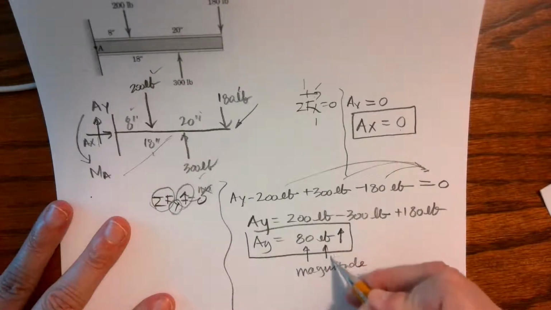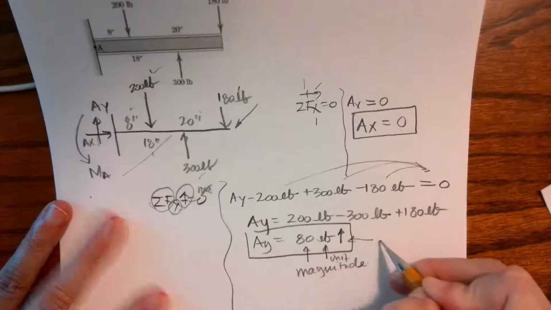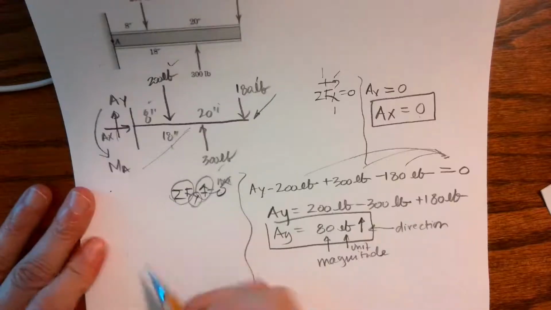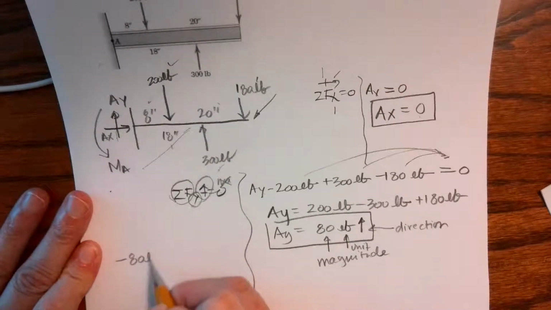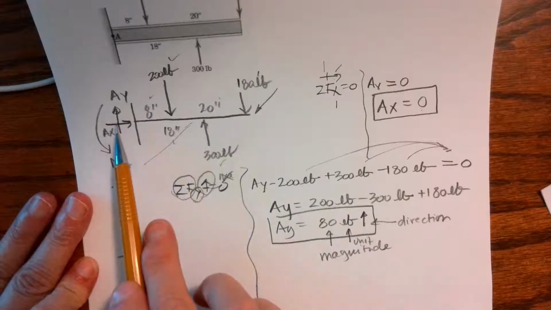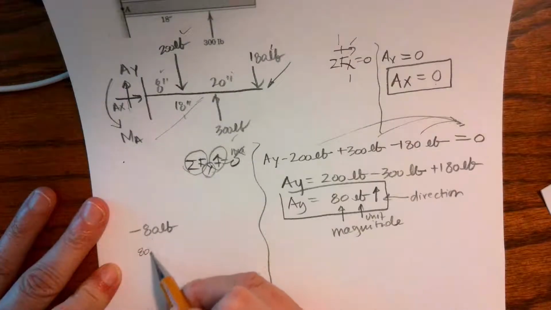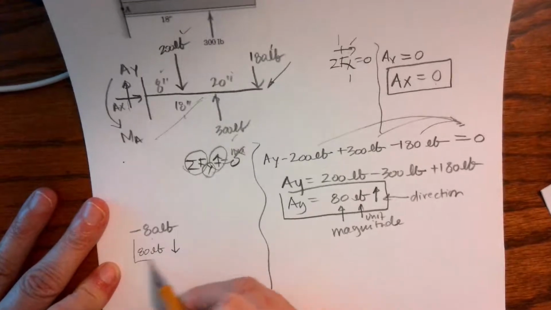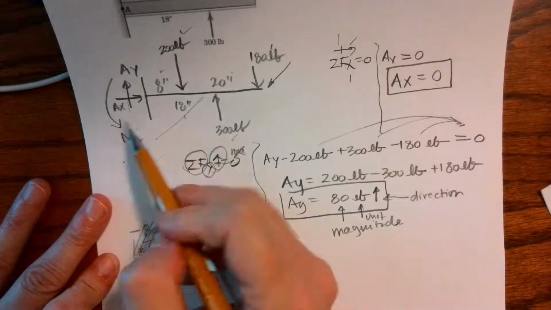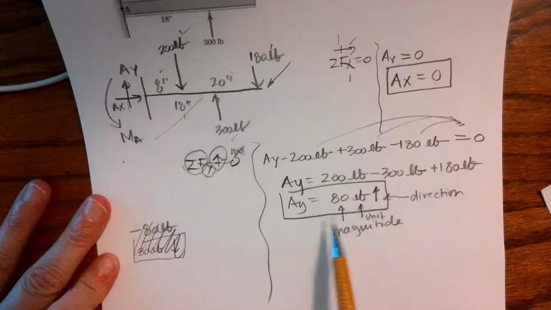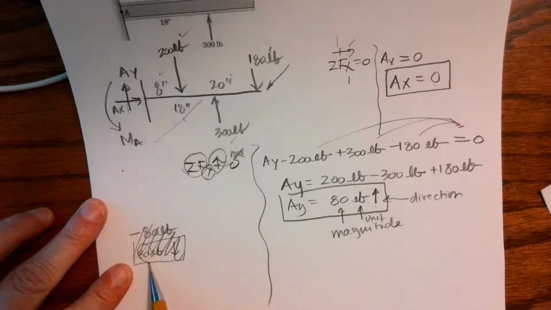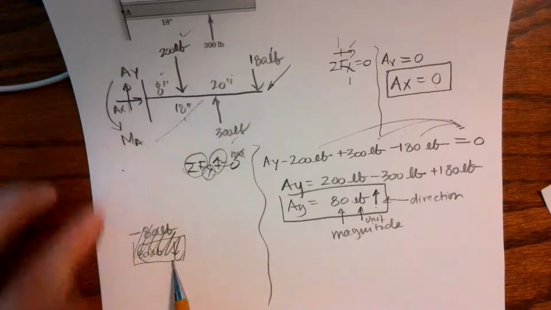We are always going to use a unit. And then we are going to show the direction of the reaction. If I had gotten negative 80 pounds, and this is just an aside, if I had gotten a negative 80 and I assumed it going up, then what I would have found is that it's 80 pounds actually going down, and that would have been my answer. So we assume up, we assume positive. When I get a positive value, my assumption of up was correct. If I were to get a negative, I would still show the magnitude and unit, but it's actually going down.